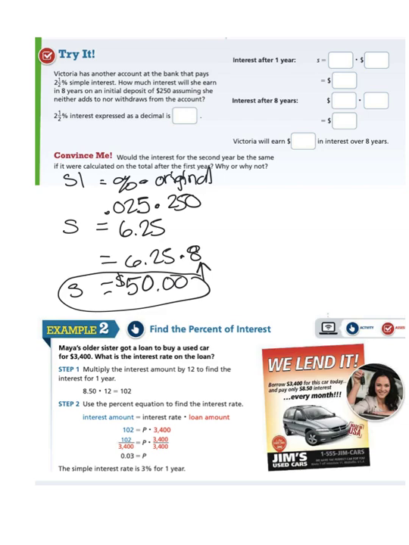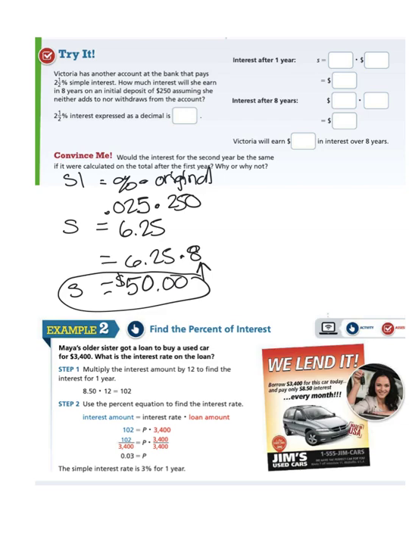All right. Example number 2. Find the percent of interest. Maya's older sister got a loan to buy a used car for $3,400. What is the interest rate on the loan? In order to find the interest rate on the loan, if you only pay $850 in interest, how are we going to figure this out?